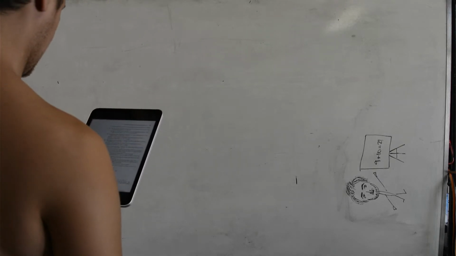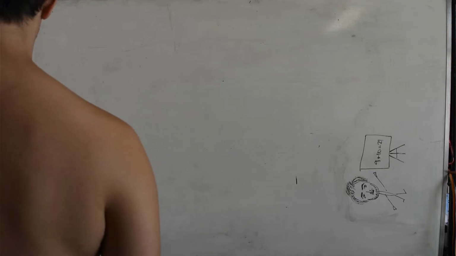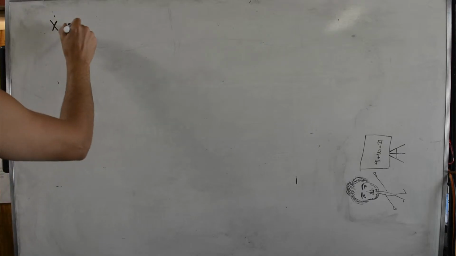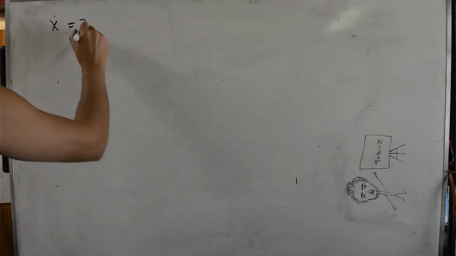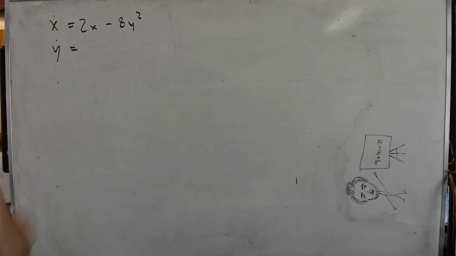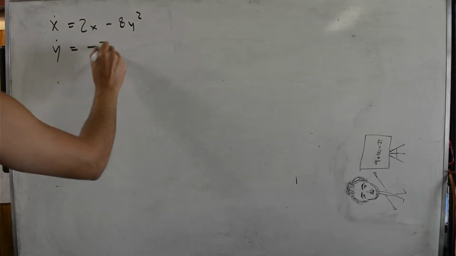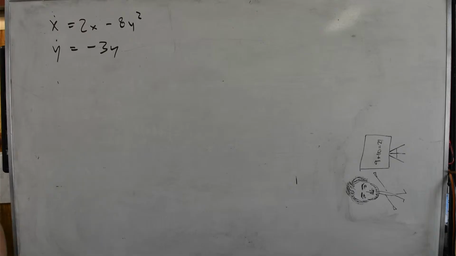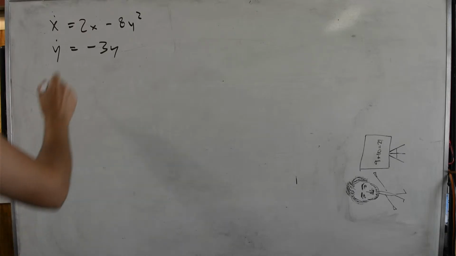Okay, we can skip 11. Okay, let's do 13. All right, 13 is find the general solution of x dot equals 2x minus 8y squared and y dot equals minus 3y. All right, so find the solution.